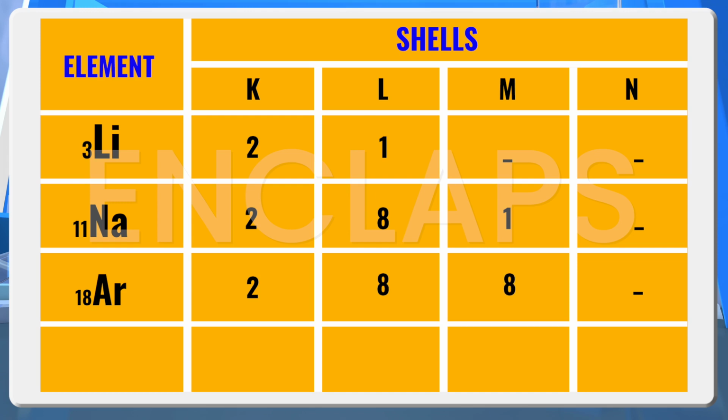The next element is potassium. Potassium has atomic number 19, so its electronic configuration is written as 2, 8, 8, 1. Here you might have some doubt because in your previous classes you studied that the third shell, that is the M shell, can accommodate a maximum of 18 electrons. But here when we write the electronic configuration of potassium, the third shell, that is the M shell, contains only 8 electrons and the remaining 1 electron occupies the next shell, that is the N shell.